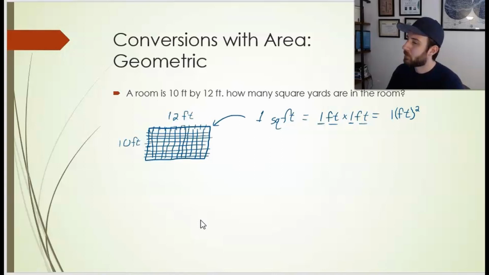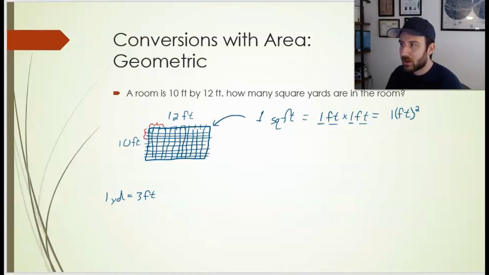Okay, now we're being asked about how many square yards are in the room. Well, we need a conversion for that. I remember that 1 yard is equal to 3 feet. So let's go through our picture and section this out in terms of yards. Well, these 3 feet here could get grouped together as a yard.